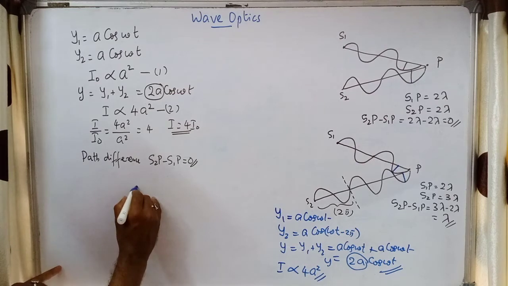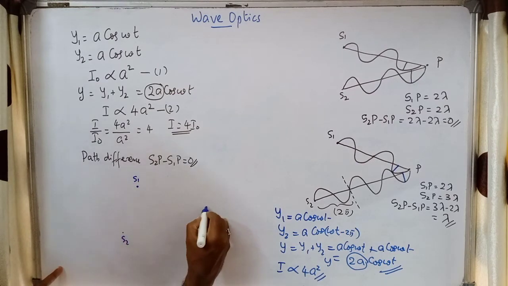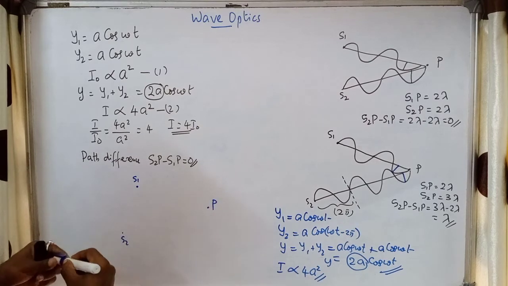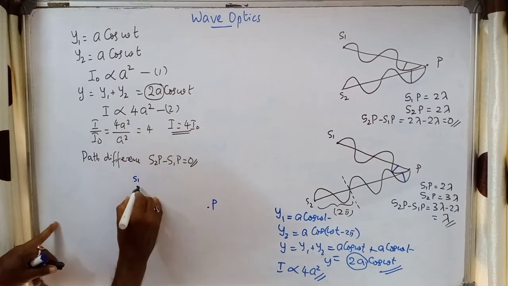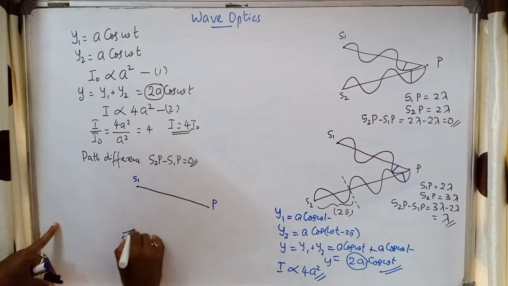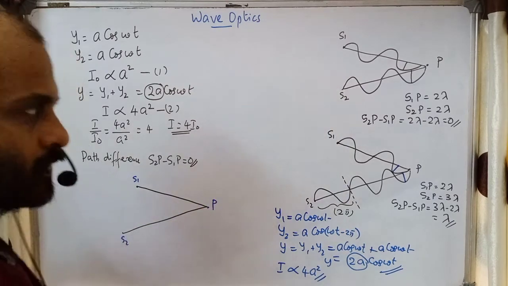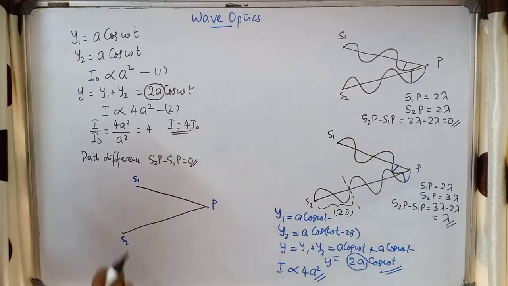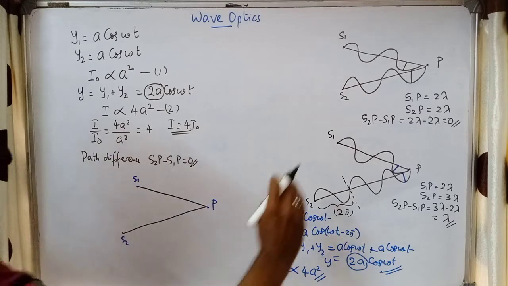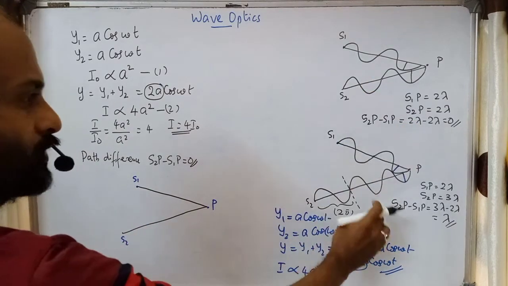We can see a source of light S1 here, another source S2 here. This is the point P. From S1 we have a wave going to the point P. From S2 also we have a wave going to the point P. In all these we have considered coherent sources, S1 and S2. But the positions are different. That's why there will be path difference. Sometimes there may not be path difference. In this case there is path difference.